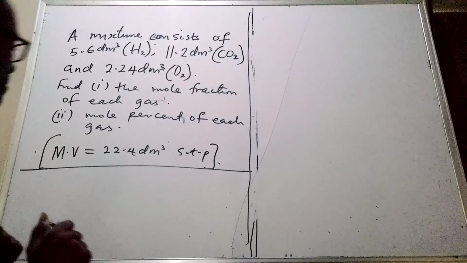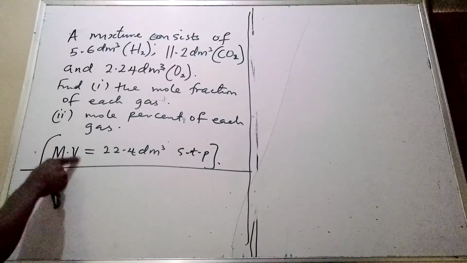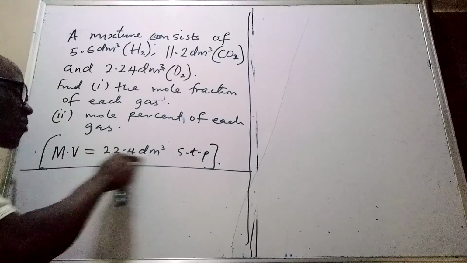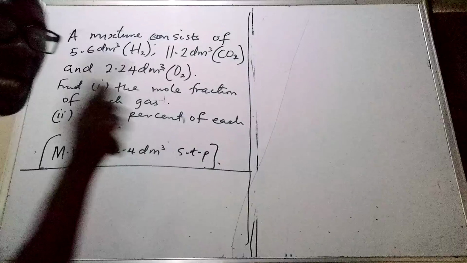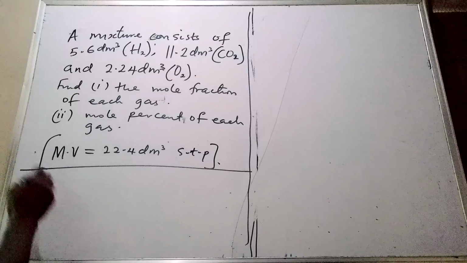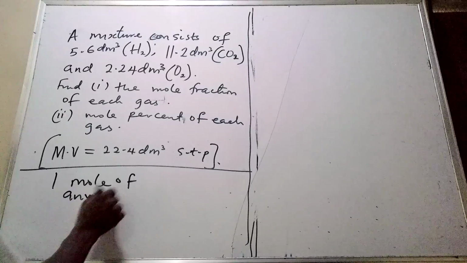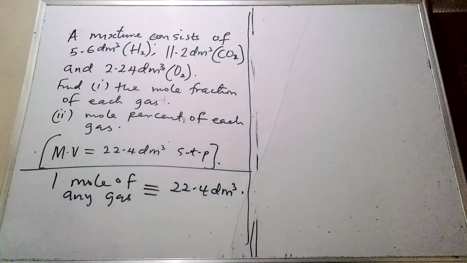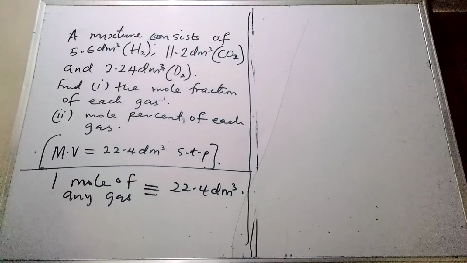It's very simple. Don't forget, in one of my videos, I said MV means molar volume, and this means 1 mole of any gas. That means 22.4 dm cube represents 1 mole of any gas. It is that which I will use as the conversion factor to convert all these things to moles. So 1 mole of any gas is equivalent to 22.4 dm cube. So now, let's find the mole of each of them.